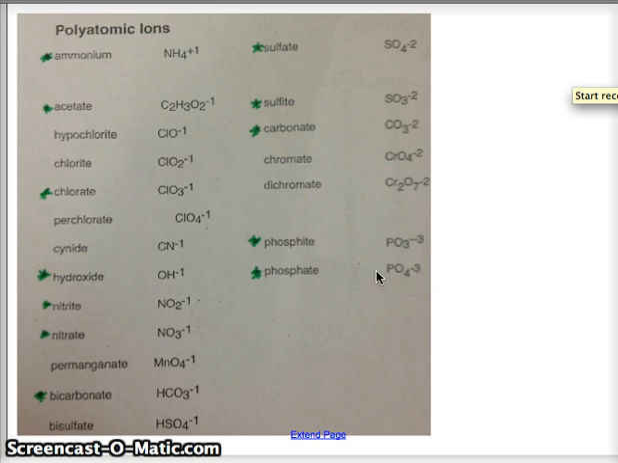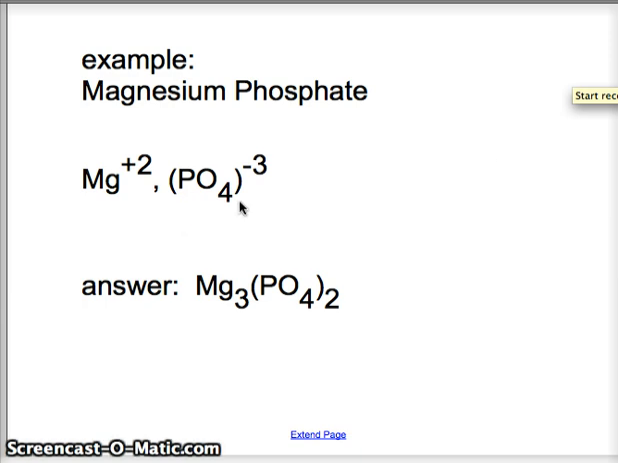charge. Now, writing it like this gives people the impression that only the O4 has a -3 charge. But it's actually the whole thing, PO4, that has a -3 charge. And that's why I said put it in parentheses. So I put it in parentheses here. So PO4 has a -3 charge.